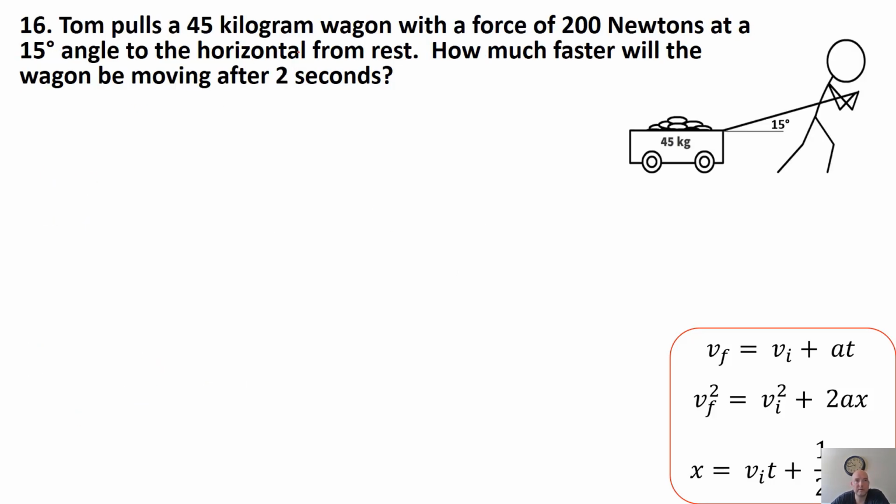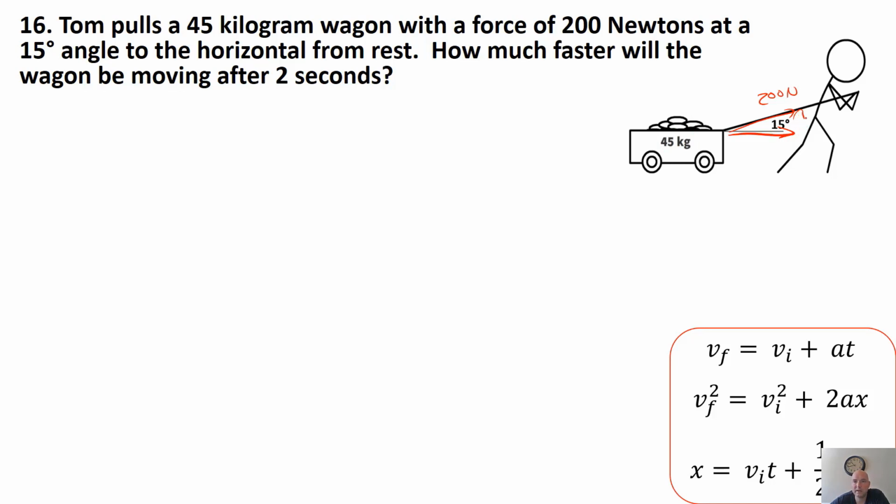Here we have Tom pulling a 45 kilogram wagon with a force of 200 newtons at a 15 degree angle to the horizontal. So we need to find this component of this. It's 200 newtons this way, but that's not going to go into acceleration. Some of that is going to help lift this wagon off the ground a little bit. Not going to actually lift off the ground, but it's going to provide some force that the ground doesn't have to push against. This is going to be useful for the Y part of this, the upward part of this. That'll be useful when we get to our friction unit.